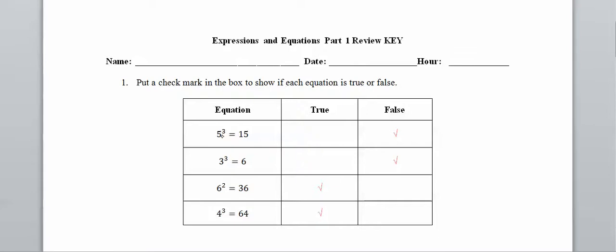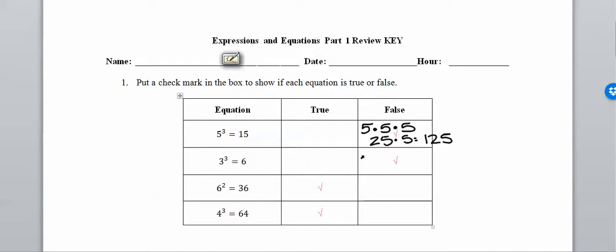So when we look at this equation, 5 to the third power equals 15, we're trying to figure out if that's true or false. Well, we know it's false because 5 times 5 times 5 is what 5 to the third power means. And 5 times 5 is 25, times 5 more is 125. So we know it's false.